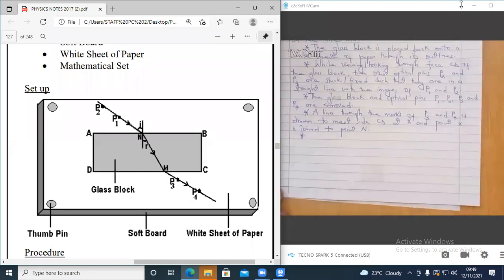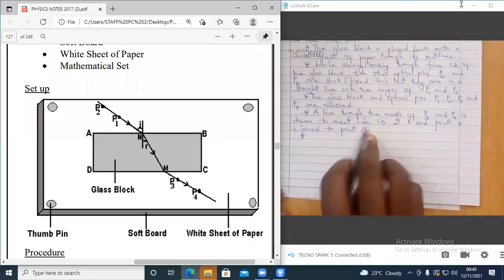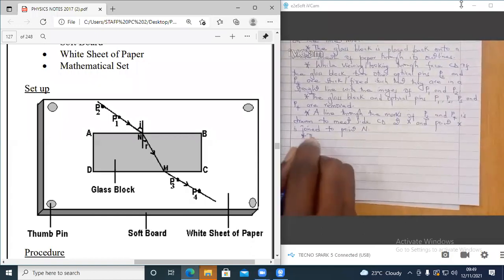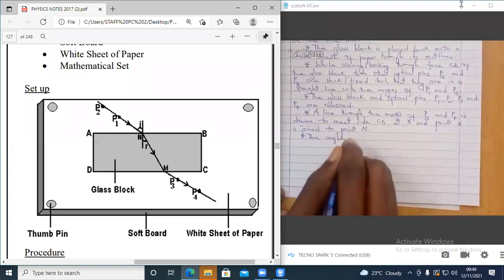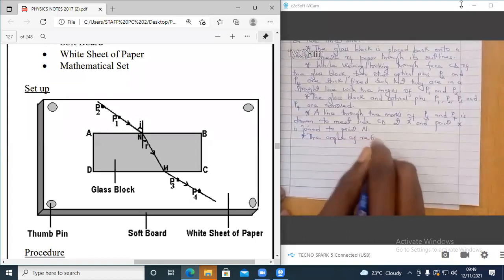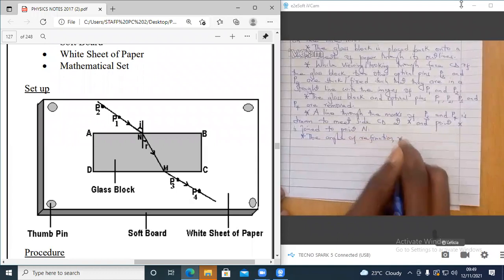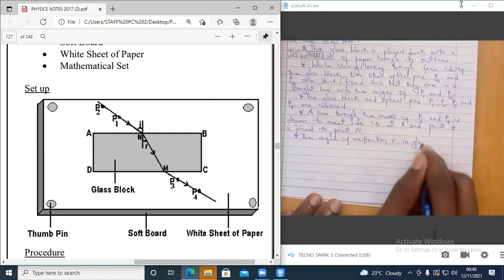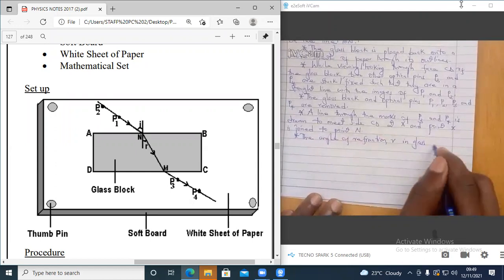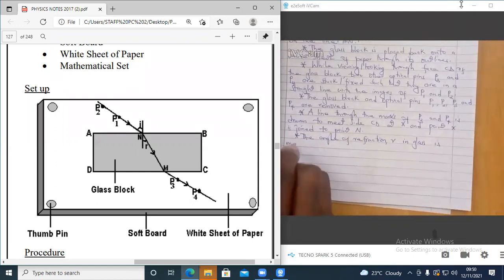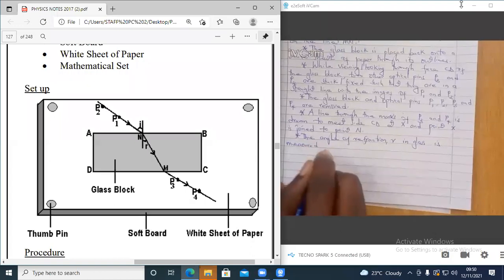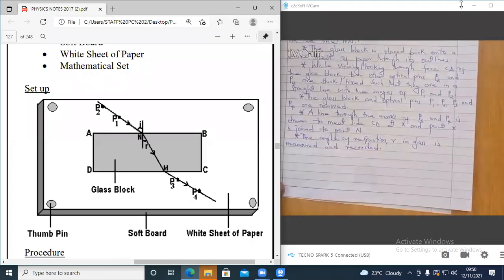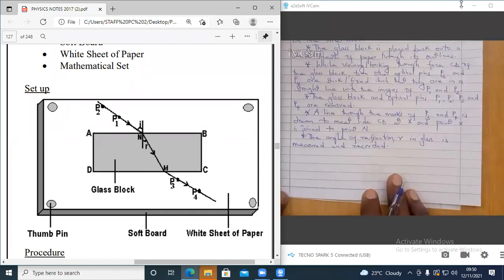After that, what do we do now? After drawing this line here, we measure the angle. So the angle of refraction, R, in glass is measured and recorded.